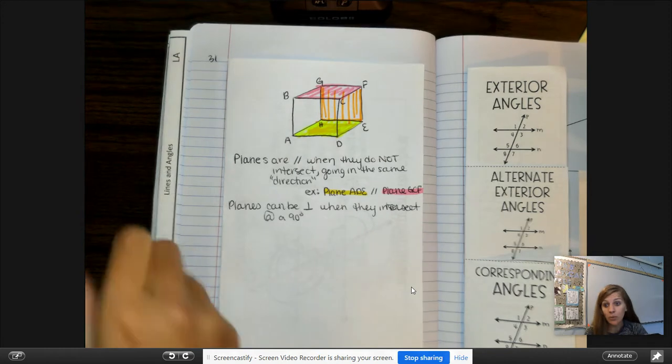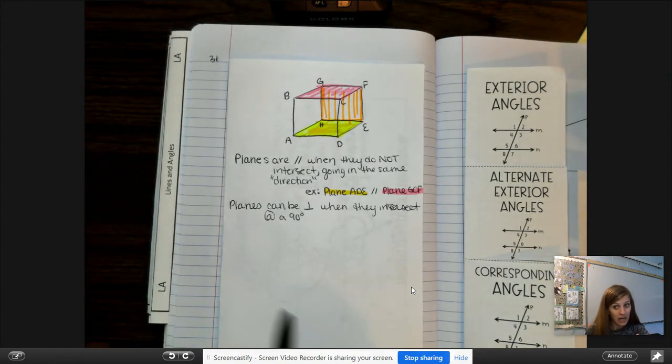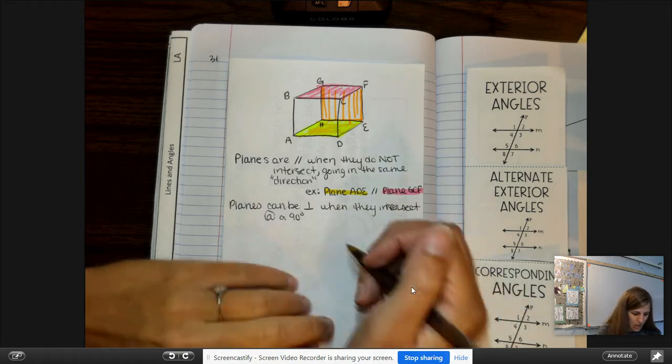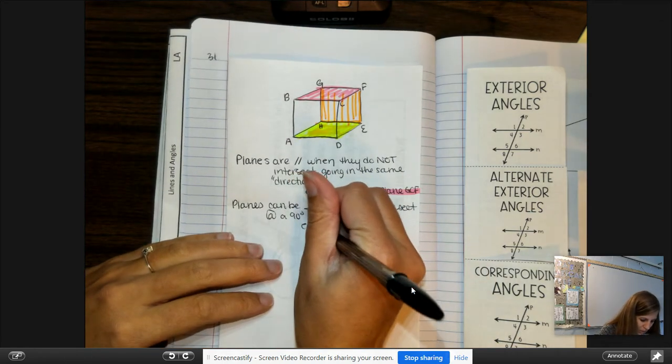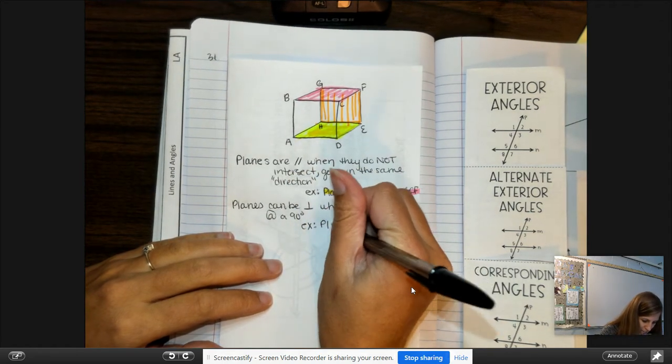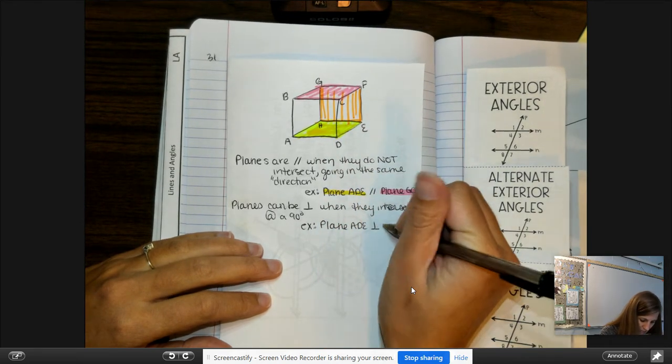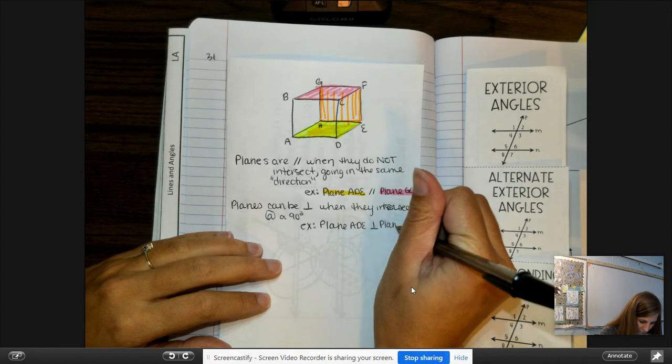So like if you think about a room, right? The floor and a wall need to intersect at a 90-degree angle. Otherwise, I feel like your room's going to fall in. So an example of some perpendicular planes could be plane ADE again. The bottom is perpendicular to plane.